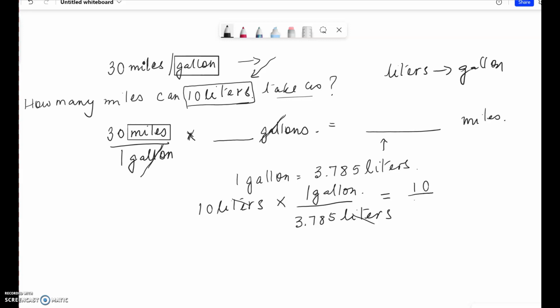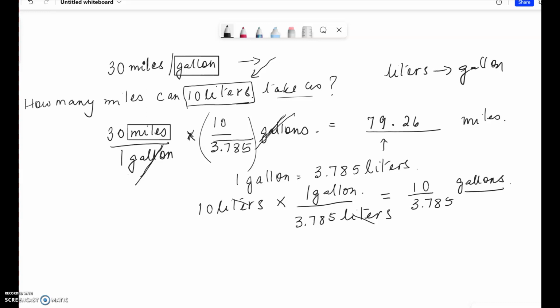So 10 divided by 3.785 gallons is what we have. So we're going to multiply it with 10 divided by 3.785 gallons. So when we multiply 30 miles per 1 gallon with 10 divided by 3.785 gallons, the gallons cancel with the gallons, and our answer is in miles.